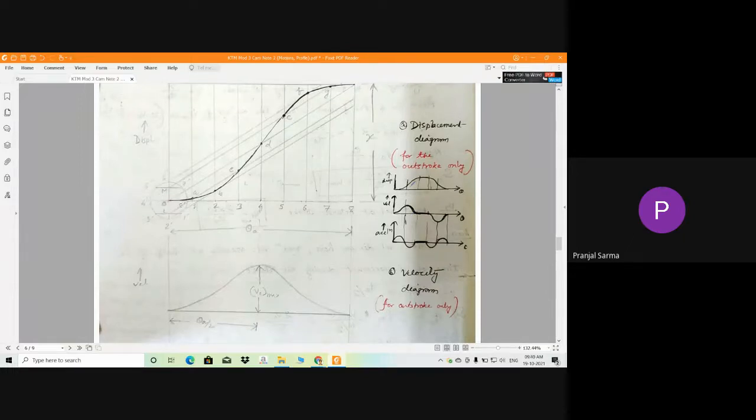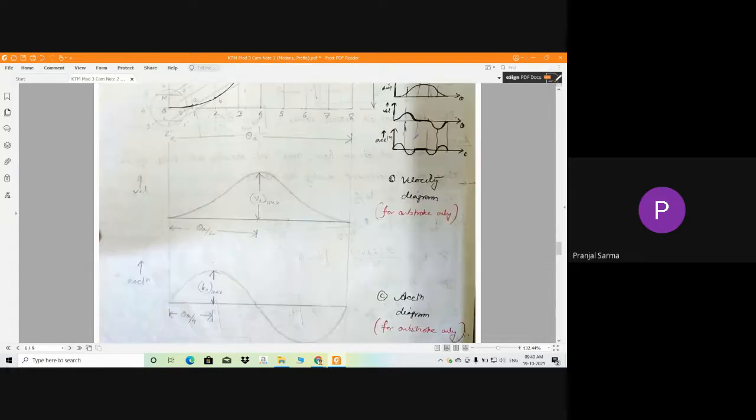Now we have to see how to draw the displacement, velocity and acceleration diagrams for the cycloidal motion profile. If you follow two different rules, you may see somewhat different approaches for drawing the displacement diagram. But the main thing is you must understand how to draw the displacement diagram, because in subsequent classes, whenever you design a cam profile, the displacement diagram for that situation will be very, very important.